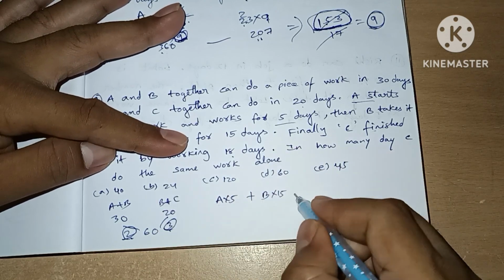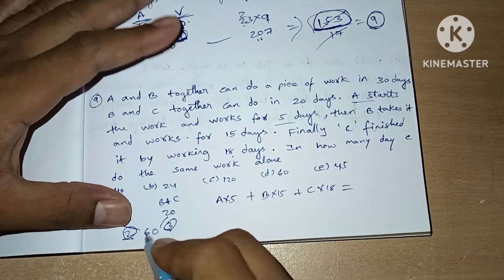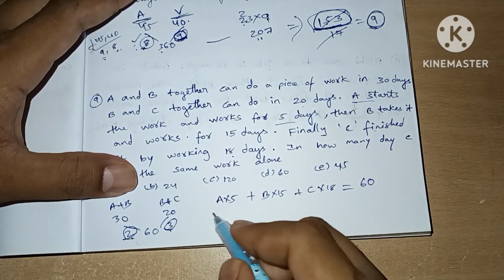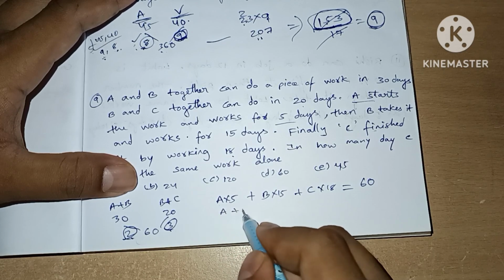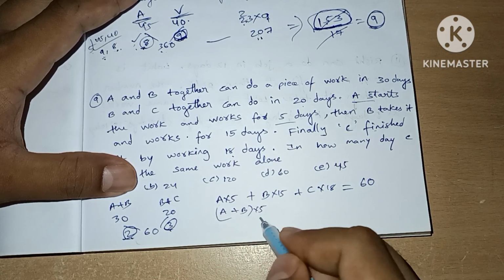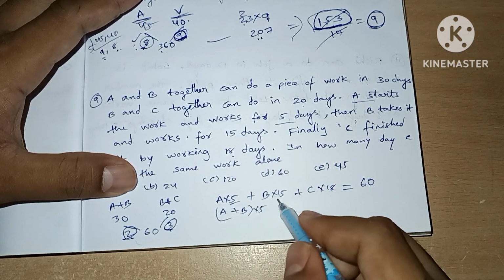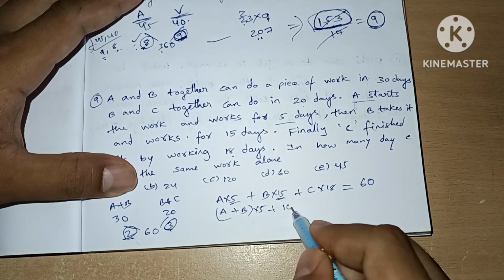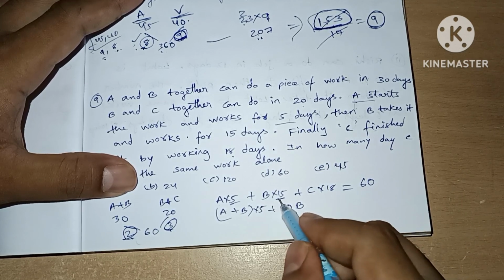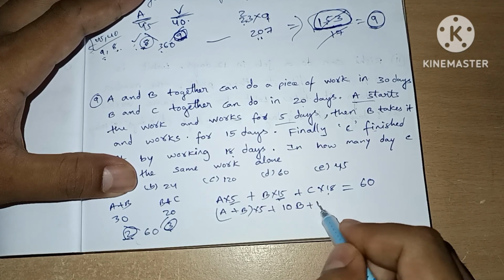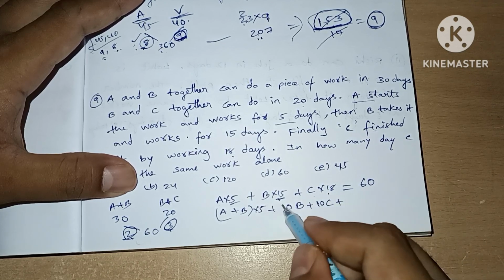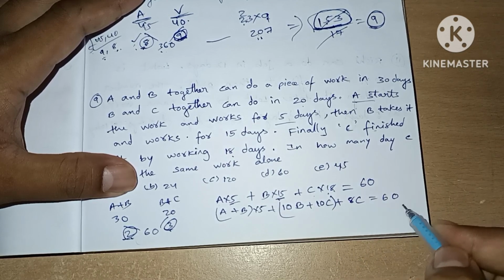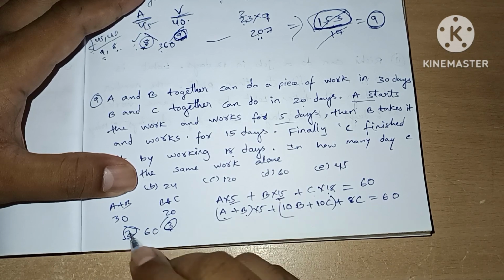C worked for 18 days and totally completed the whole work, 60 units. Now let's divide this as A and B worked for 5 days. So this 5 completed, and here instead of 5 completed means left with 10B. 10B left. From this also we are taking a 10C. Then we are left with 8C equals 60. So A plus B efficiency is 2 units.